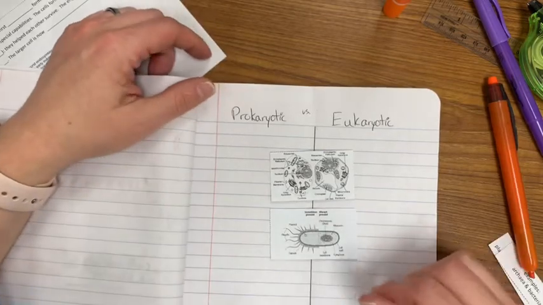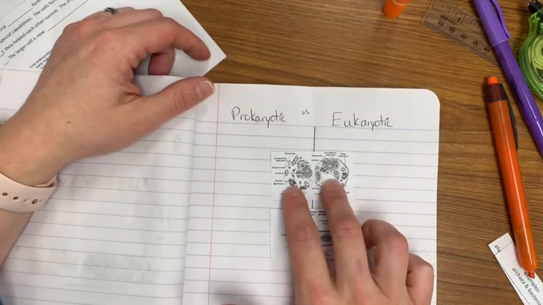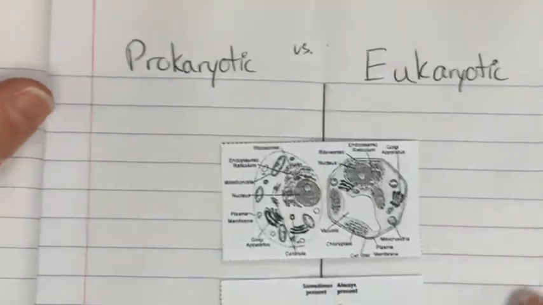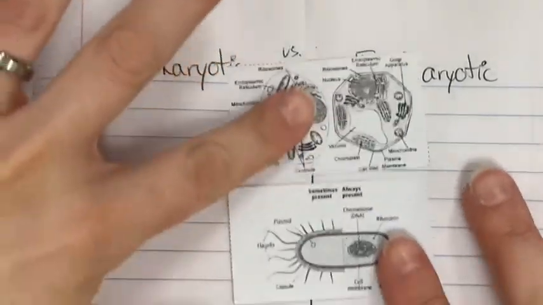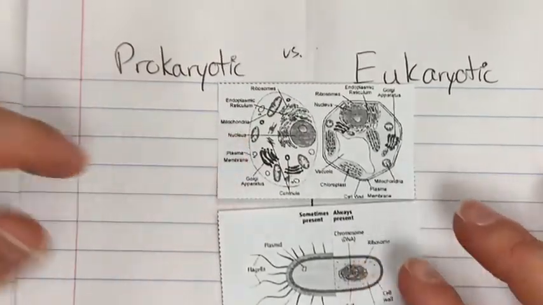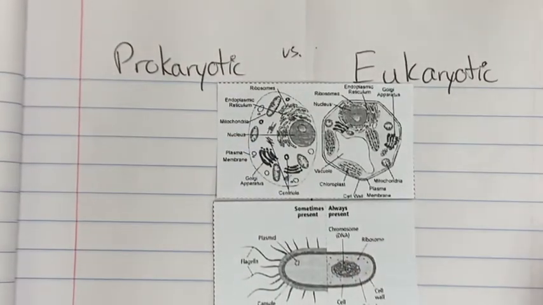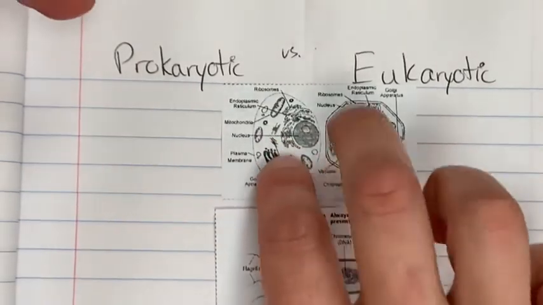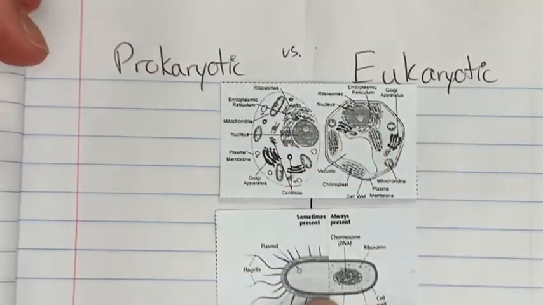Prokaryotic, eukaryotic. Right here, you should hopefully recognize these two. Prokaryotic versus eukaryotic. First thing we're going to do is compare these two pictures. Which is eukaryotic, which is prokaryotic? Looking at pictures of cells. So these two cells, are these prokaryotic or eukaryotic? This cell is prokaryotic or eukaryotic.